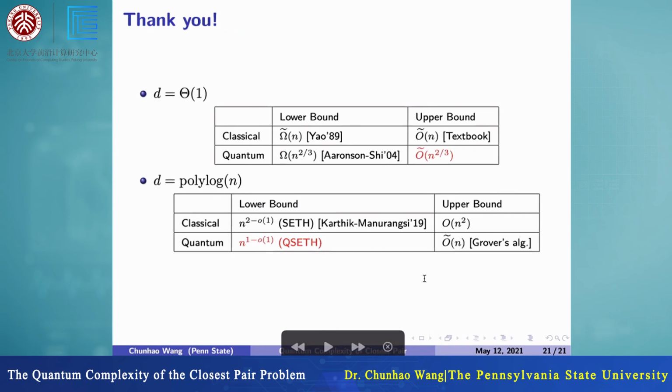So this is the summary of the talk. We basically fulfilled some unknowns. We get tight upper bounds and lower bounds for different dimensions, and we propose the quantum version of SETH. And I'm happy to take questions.